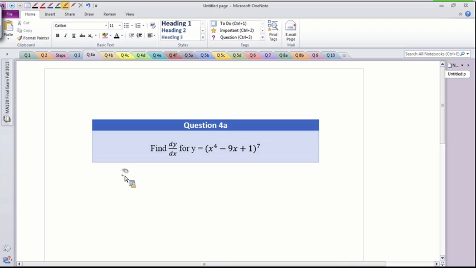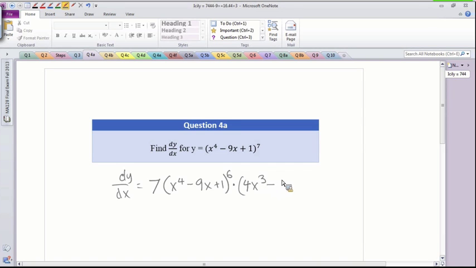So dy dx is equal to the derivative of the outside function. We'll bring down the 7, multiplied by that, and we'll have this to the sixth power, 7 minus 1, multiplied by the derivative of the inside function. Using our power rule, we'll have 4x to the third minus 9. Any questions?